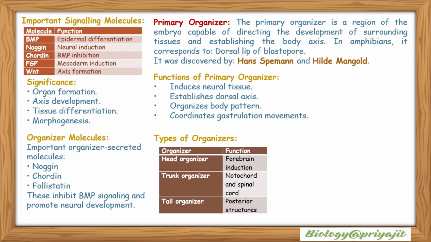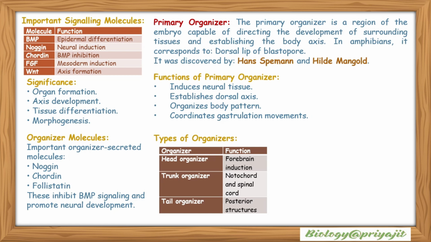Organizer molecules. Important organizer-secreted molecules are noggin, chordin, and follistatin. These inhibit BMP signaling and promote neural development. Functions of the primary organizer: it induces neural tissue, establishes the dorsal axis, organizes the body pattern, and coordinates gastrulation movements.